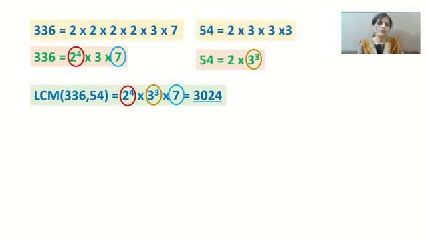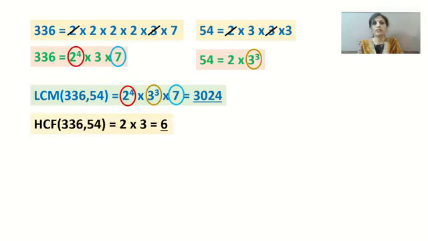Alright, now let's move towards finding the HCF. For that, let's find out what is common in both the numbers. So this 2 is common. Then if you check out, 3 is also common, and then nothing. So 2 and 3 are the two common factors. So HCF of 336 and 54 is equal to 2 into 3, and that is 6.